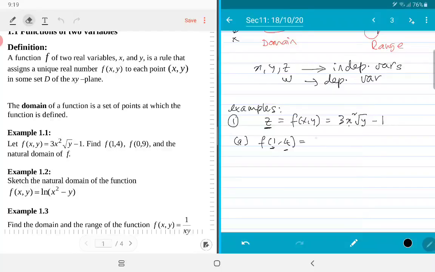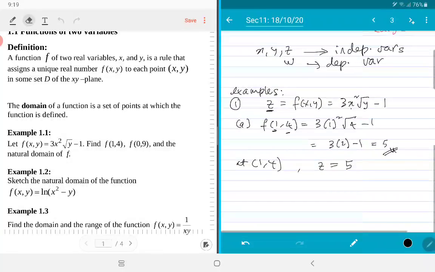So this will give us 3 times the square of 1 times the square root of 4 minus 1, and when you evaluate this you get 3 times 2 minus 1, which is 5. So you can see here at point (1, 4) we have a unique value, 5. Okay, so that is the value of the function at (1, 4).